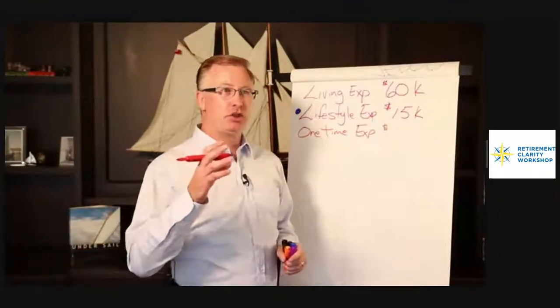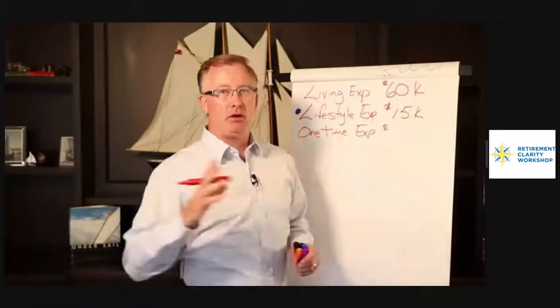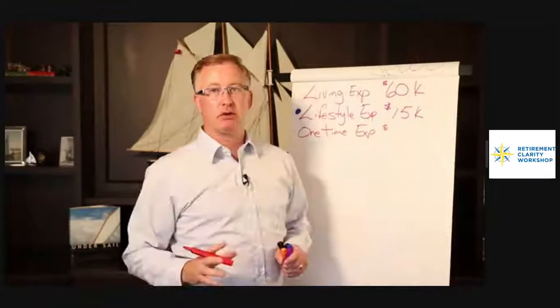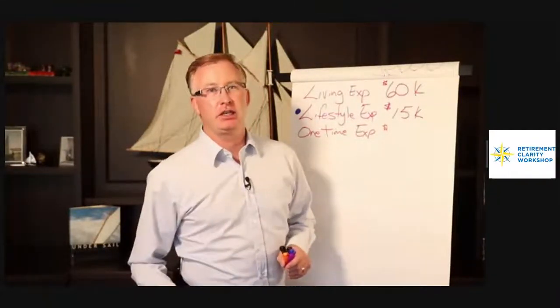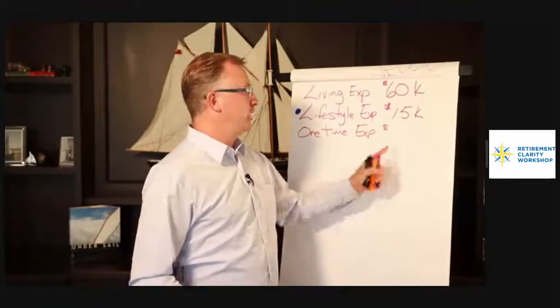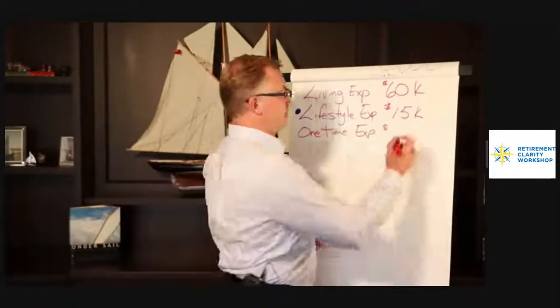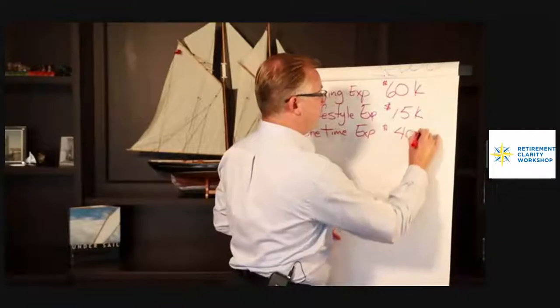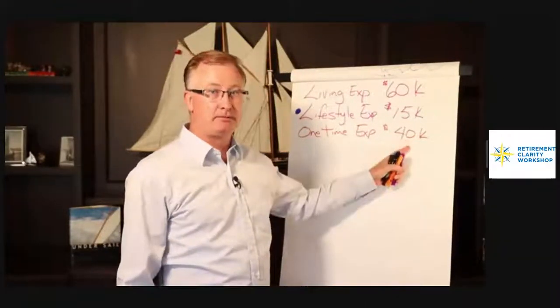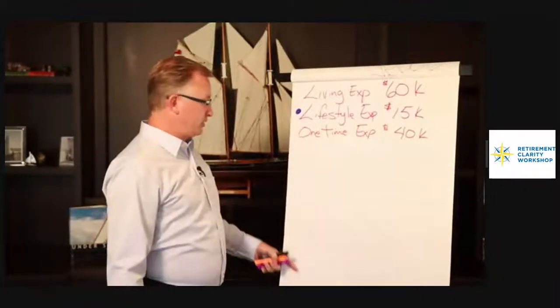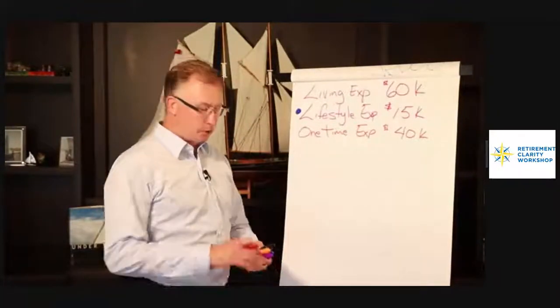So what I want you to do is take a look at mapping out how much money you will likely need year over year. If your car is 7 years old and you buy a new car every 10 years, in year 3, put down under one-time expenses $40,000, or whatever the new cost is for that new car that you're going to buy. Mark that in.